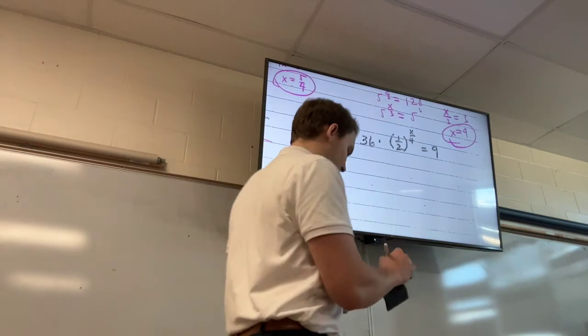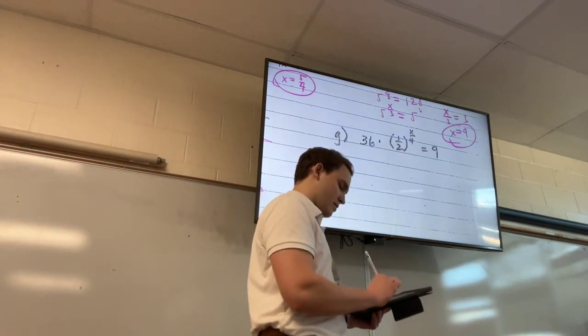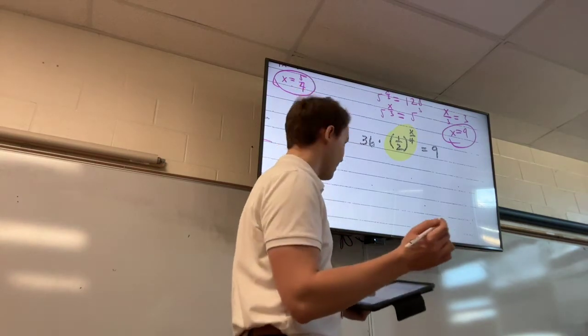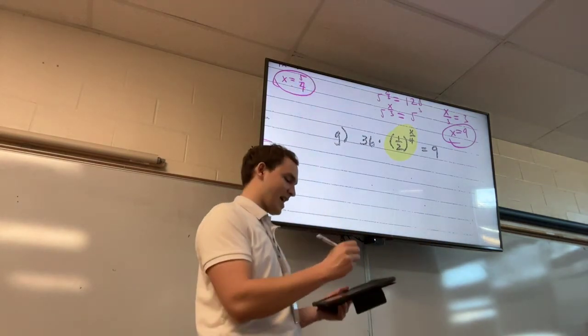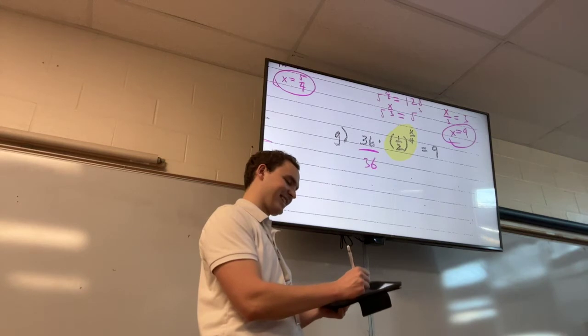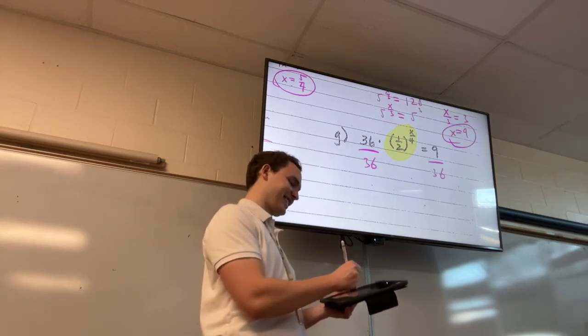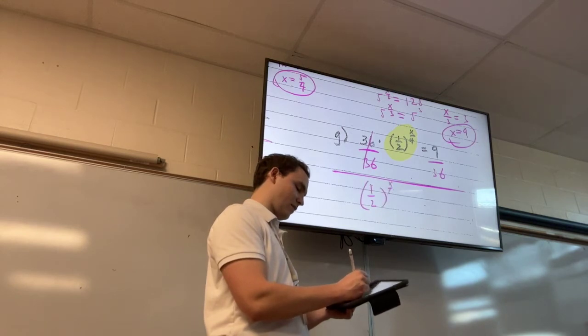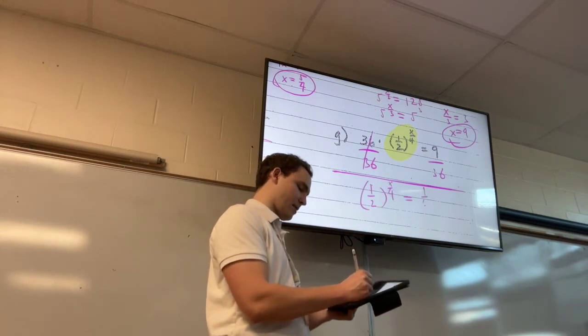So we want to get what by itself first? The number that has x in it, right? The term that has the exponent. Yes, we're going to divide by 36. So 1/2 to the x over 4 equals, it's 1/4, right?